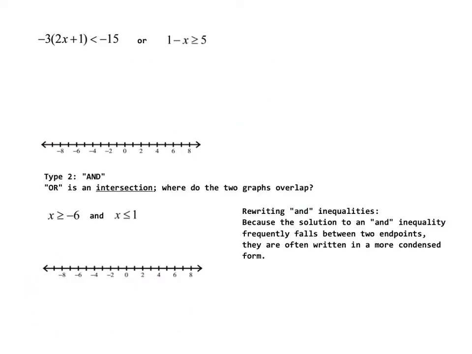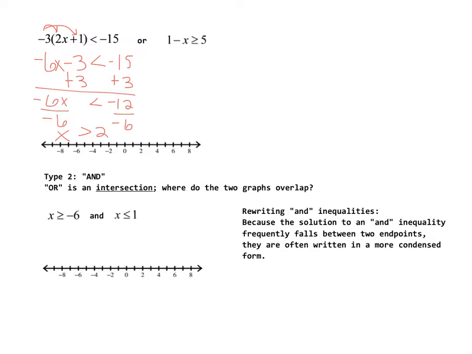Now let's look at one that's a little more complicated, but it's still not too bad. I'm going to distribute the -3. -3 times 2x is -6x. -3 times 1 is -3. Less than -15. I'm going to add 3 to both sides. I get -6x is less than -12. I'm going to divide both sides by what? By a -6. Ding, ding, ding. So that means I have to reverse the inequality, and I get x is greater than 2.